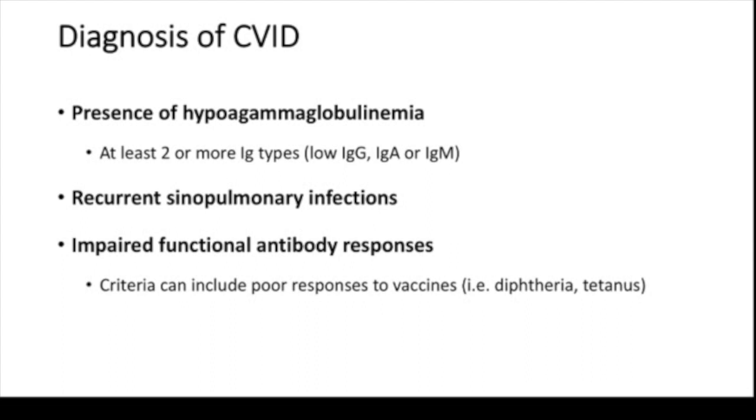And there's also the presence of impaired functional antibody responses. As I mentioned before, antibodies are important in recognizing bacteria and being able to aid in their destruction to prevent infections and diseases. So CVID patients tend to have defective antibody responses, and these are generally tested in patients based on their response to vaccines such as diphtheria and tetanus.